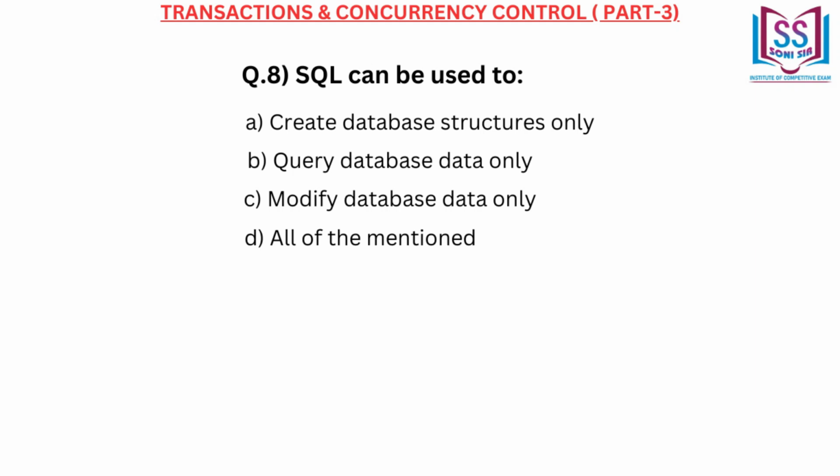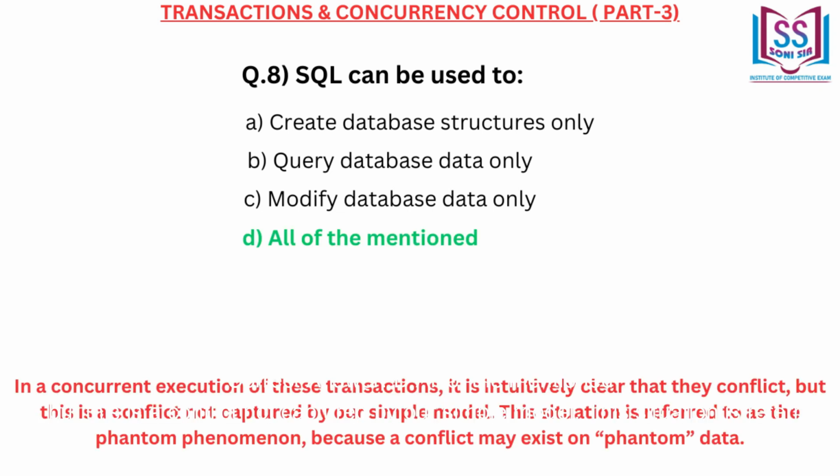SQL can be used to: A. Create database structures only, B. Query database data only, C. Modify database data only, D. All of the mentioned. Correct answer D. All of the mentioned. In a concurrent execution of these transactions, it is intuitively clear that they conflict, but this is a conflict not captured by our simple model. This situation is referred to as the phantom phenomenon, because a conflict may exist on phantom data.